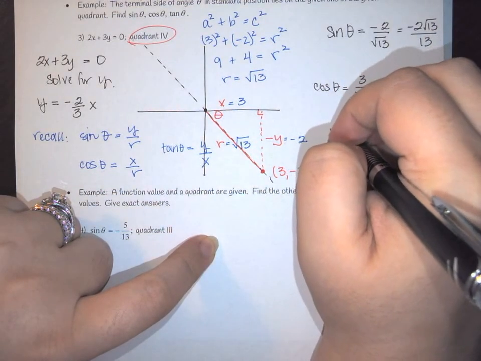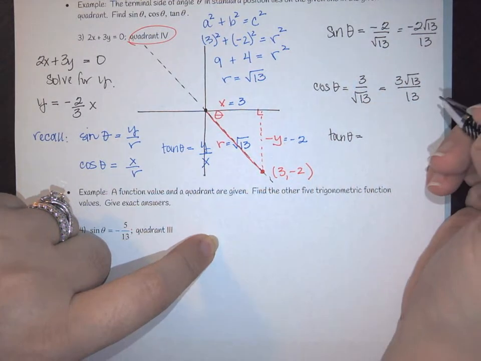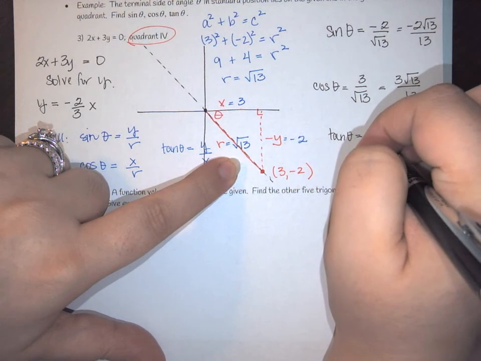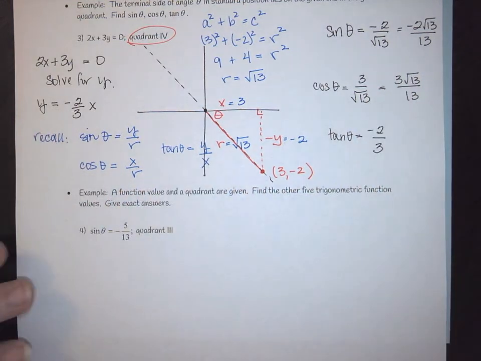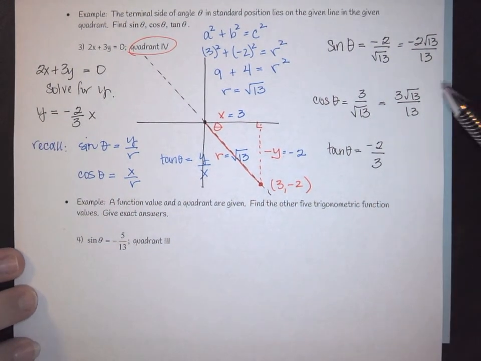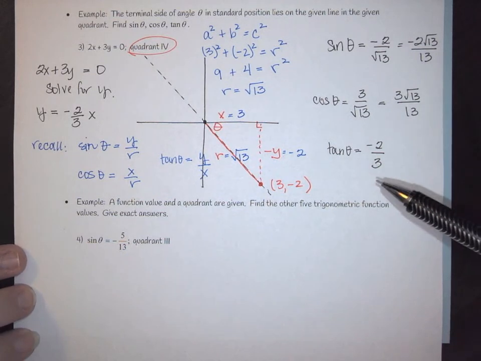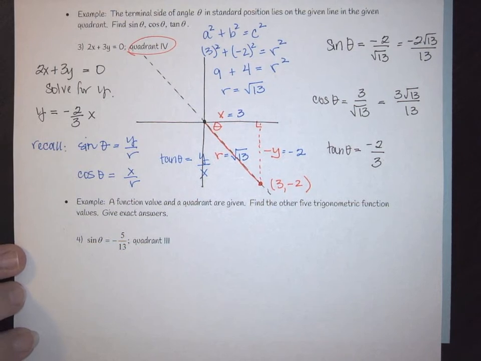Last, we asked for the tangent. And your tangent is going to be negative 2 over 3. Now notice at no point did I ever give a decimal answer. You only ever give decimal answers if you are asked for the decimal answers. If you are asked to find the exact value, then you must give the reduced fraction or radical form.